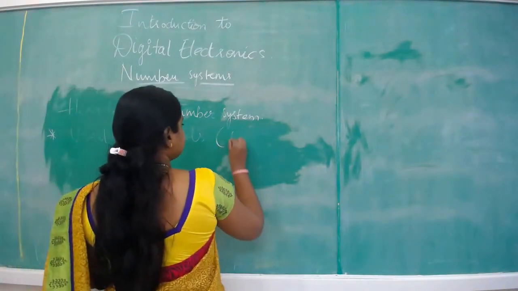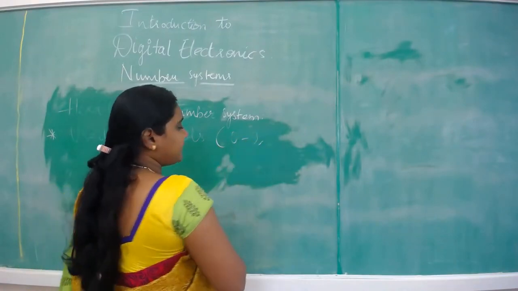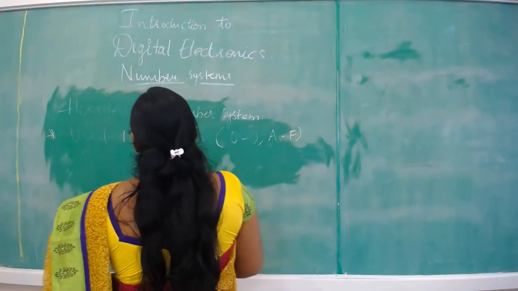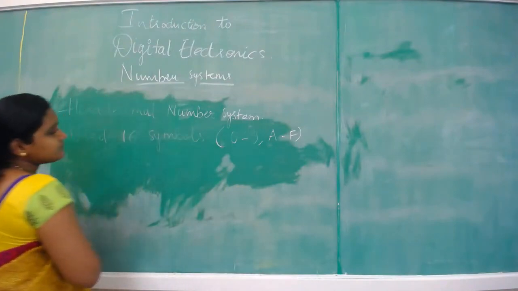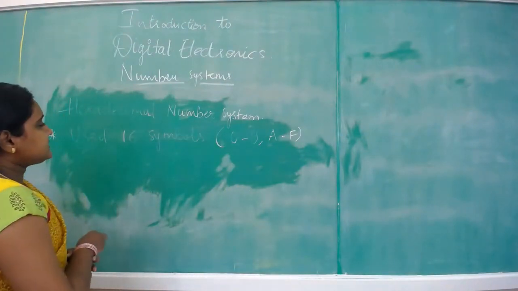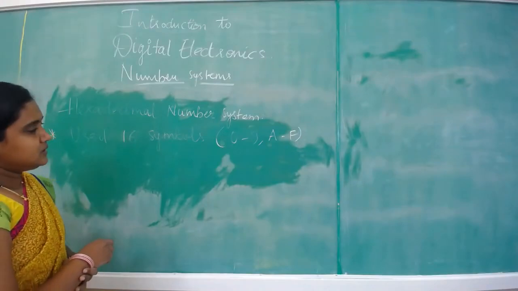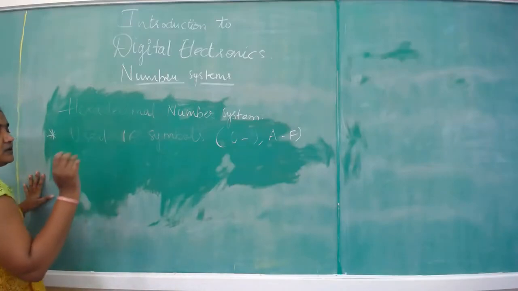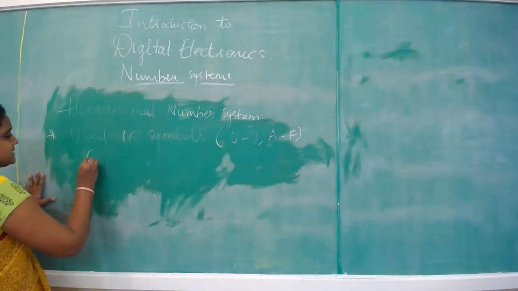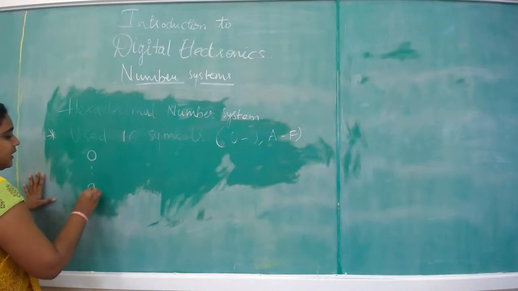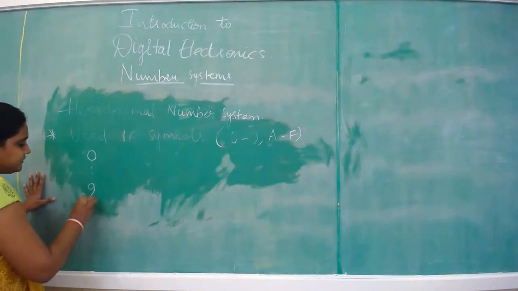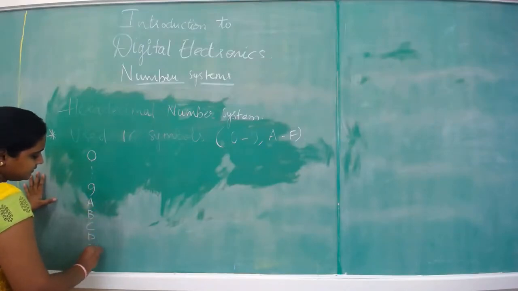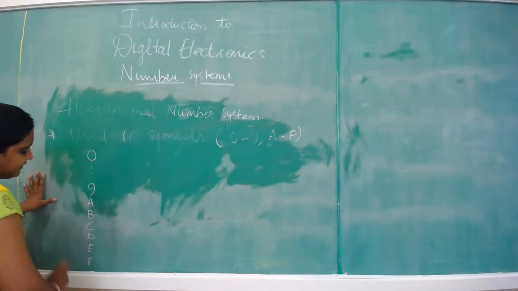That is 0 to 9. Apart from 9, it also uses A to F. So total 16 symbols it uses, and the symbols are 0 to 9 and A to F. I will tell you now how to write the hexadecimal number starting with 0 to 9. Up to 9 it will write. After 9 it will start with A. Then it will be B. It will be C, D, E, and finally F.